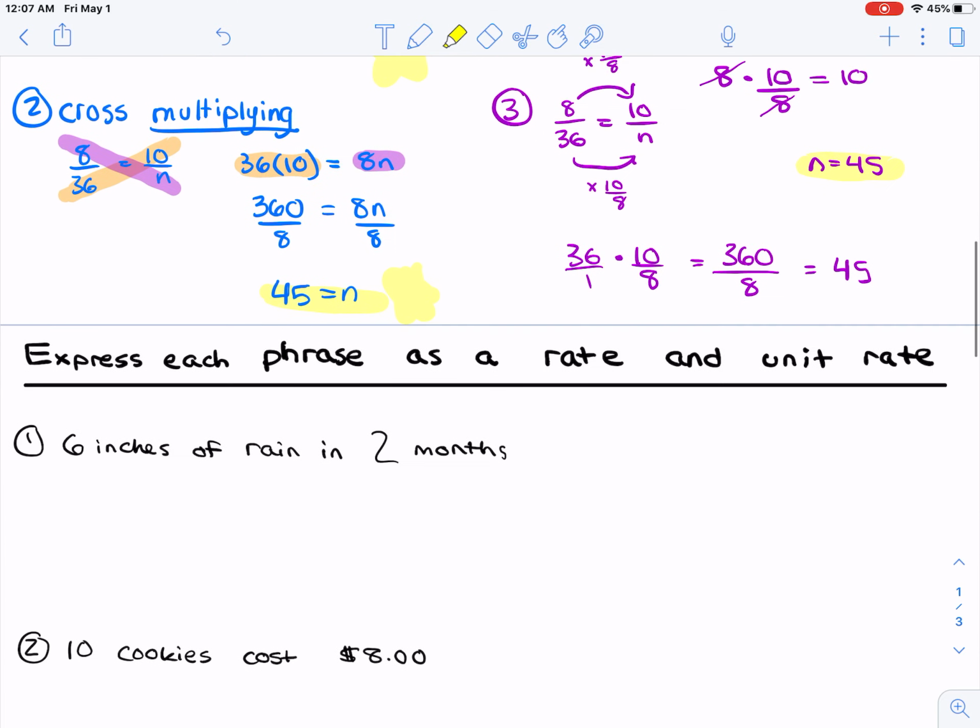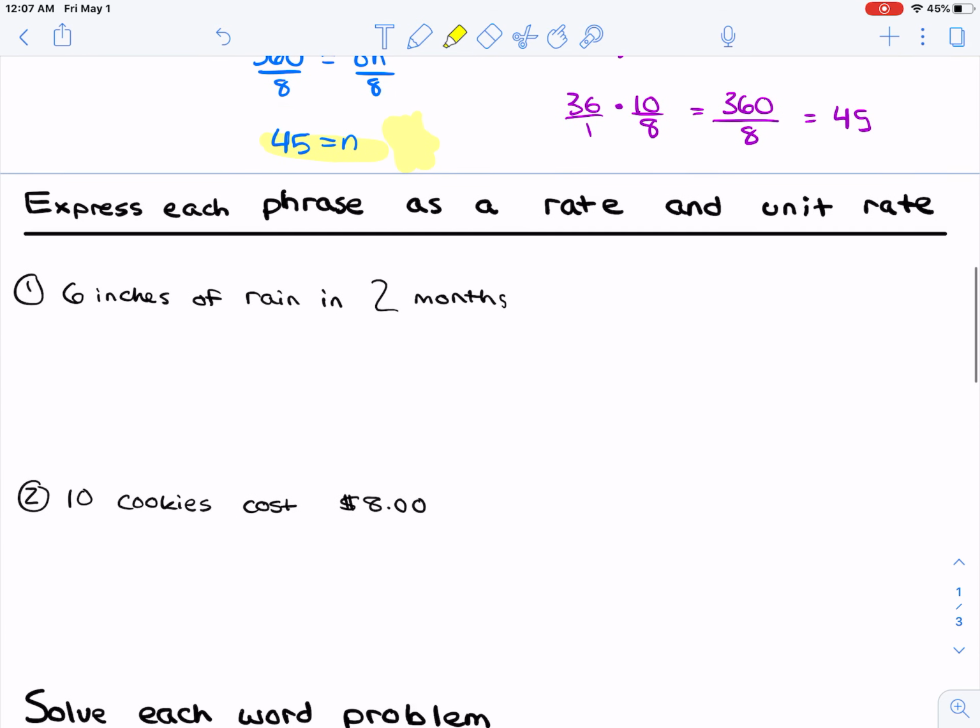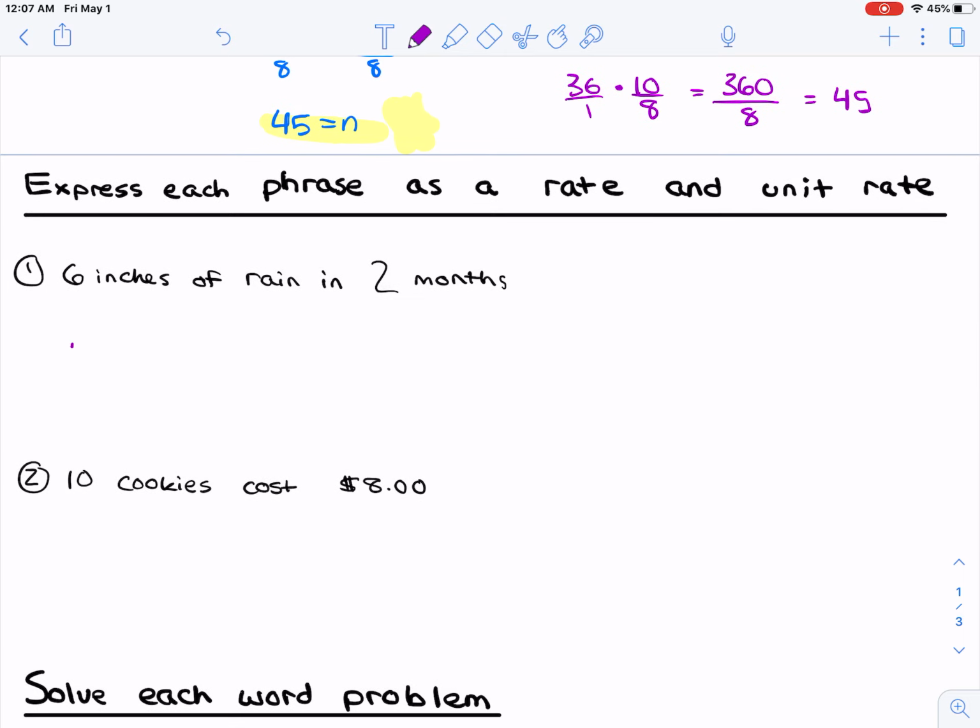All right, now for these next two, we're going to do the first one here together. It says express each phrase as a rate and a unit rate. For this first one, for just our rate, we have 6 inches of rain in 2 months. So there's 2 different ways we could go about writing this as a rate.